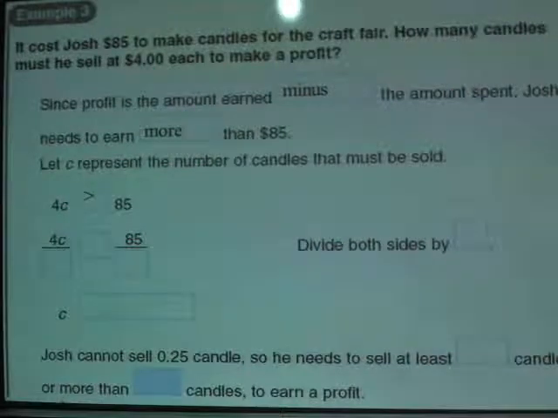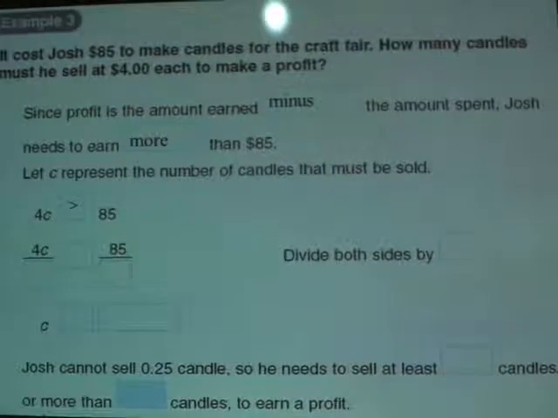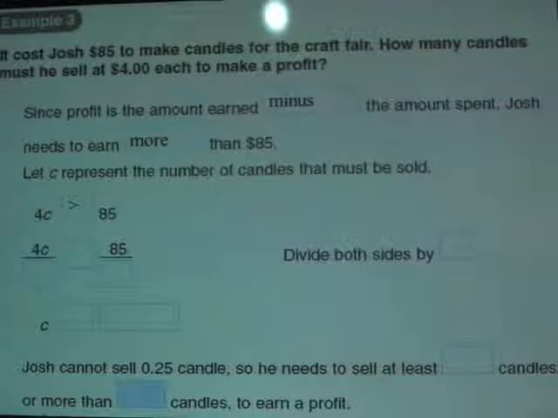Number 3, it cost Josh $85 to make candles for the craft fair. How many candles must he sell at $4 each to make a profit? So in order to make a profit, we've got to go past the $85 marker. We've got to get to 86 or 87 or 88 or 89. Any number past 85 is considered a profit, even if it's a penny. Profit, as they're telling you in the beginning there, is the amount earned minus the amount you spend, and Josh needs to make more than $85.